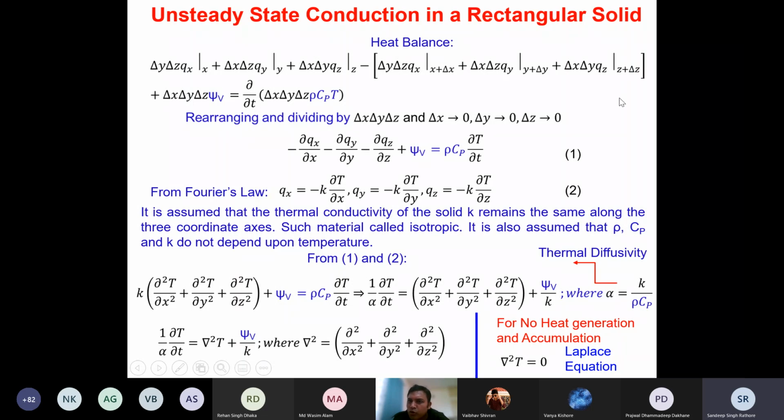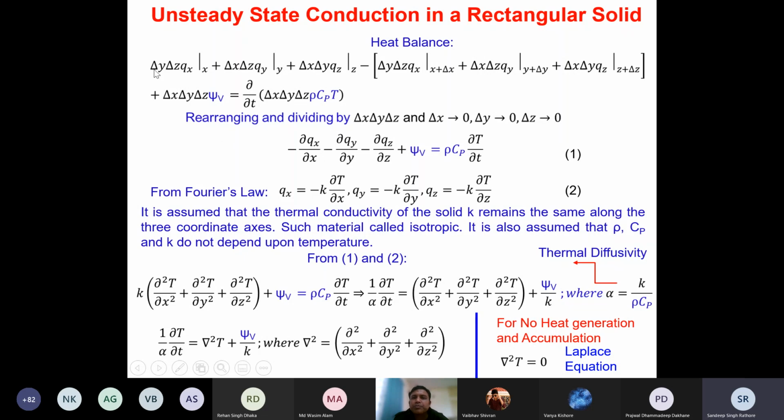So all these are the output terms. So input minus output plus generation. The generation term is going to be delta X delta Y delta Z psi V, and that should be equal to accumulation. The accumulation is dou by dou T of delta X delta Y delta Z rho Cp T. Is it clear? Is this heat balance equation clear to everyone? This is nothing but input minus output plus generation should be equal to accumulation.